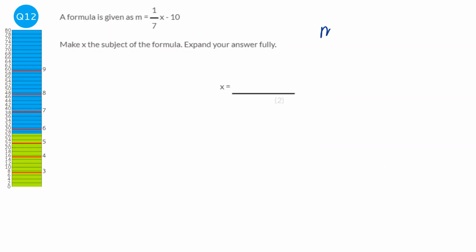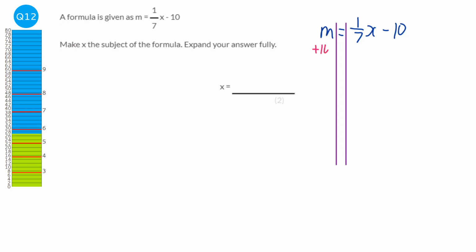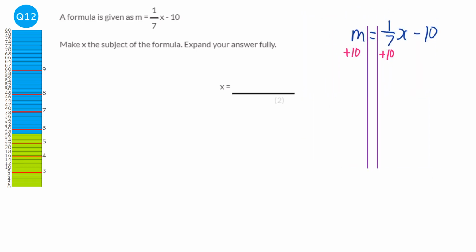So I'm going to start just by writing out the equation. Okay, we're asked to make x the subject, so we're going to first of all add 10 to both sides. In fact, I'm just going to move all this over a little bit so I've got a bit more space. Okay, so we're left with m plus 10 on the left hand side, and we've got 1/7 x on the right hand side. Now to get rid of the 1/7, I can just times both sides by 7.